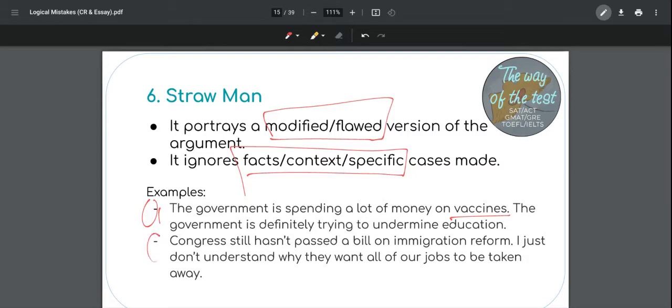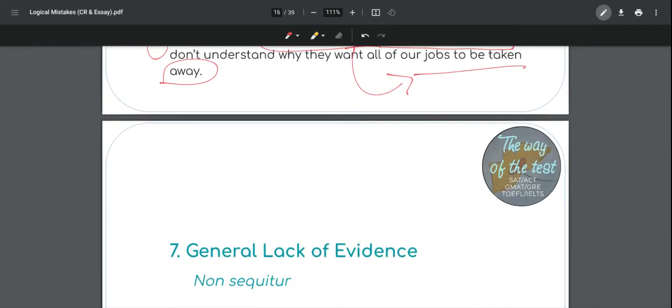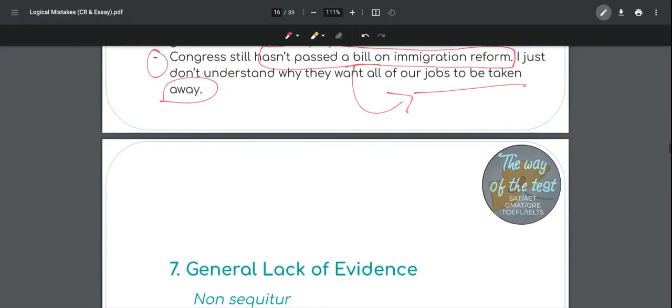Okay, so example number 2: Congress still hasn't passed a bill on immigration reform. I just don't understand why they want all of our jobs to be taken away. Okay, so then again, you're changing the fact of not passing a bill on immigration, and you're equating it to jobs being taken away. This is something that happens all the time. My advice for you is practice it in your day-to-day life. And actually, when you watch the news or something, you're going to find a lot of strawman.